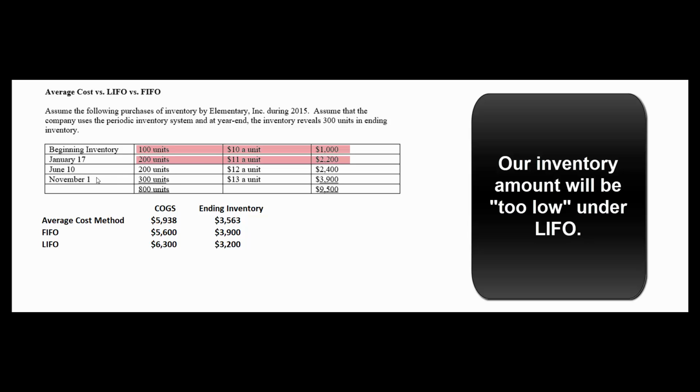When we replace the units we just sold in inventory, we're going to build layers and layers above those low priced layers. And as we sell off those higher priced layers, those lower priced layers are going to remain in inventory. So over time, our inventory is going to be at too low a number.